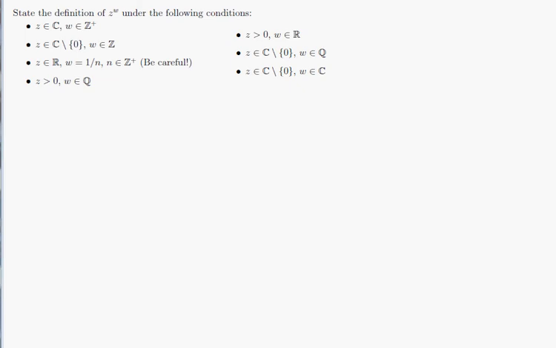Let's talk about the definition of exponentiation under these various conditions. And the remarkable thing is that, except with one notable exception, all of these things actually are equivalent.